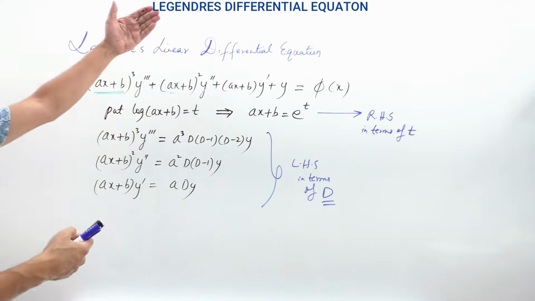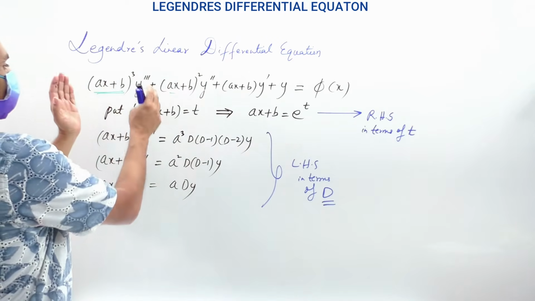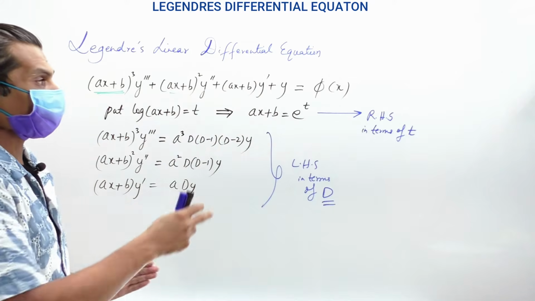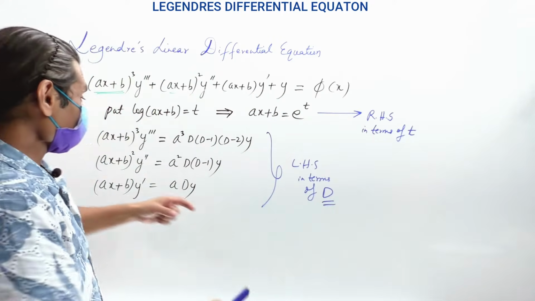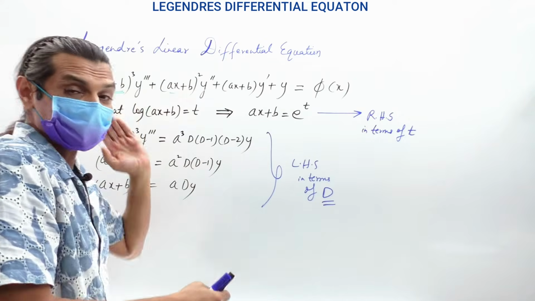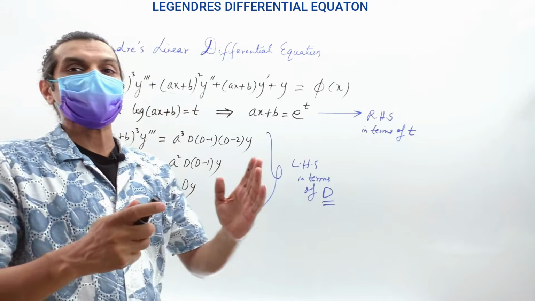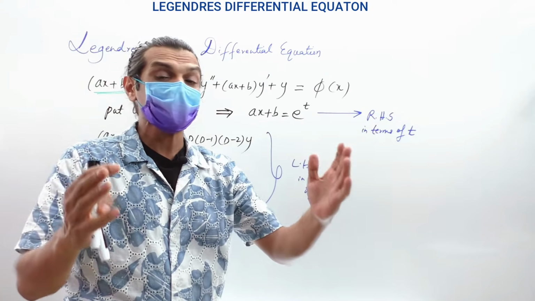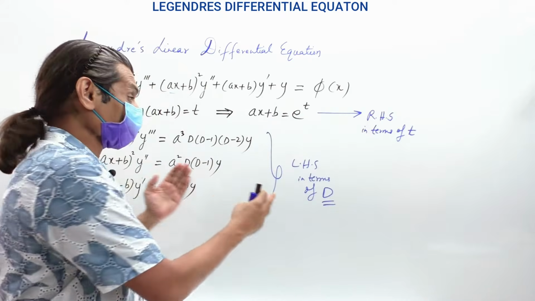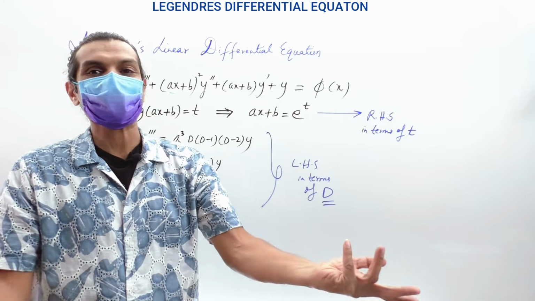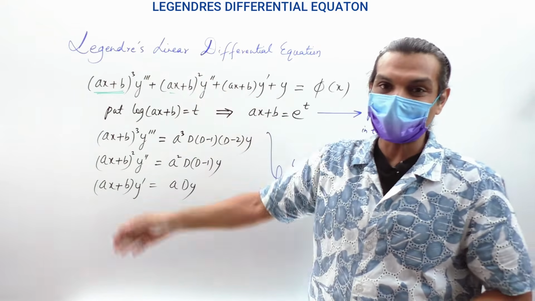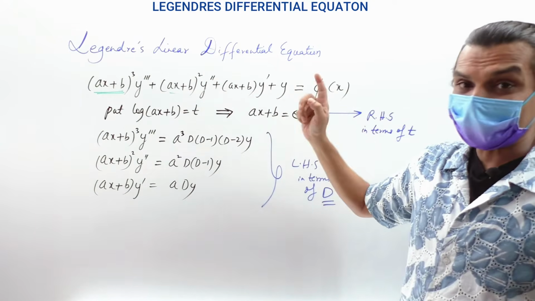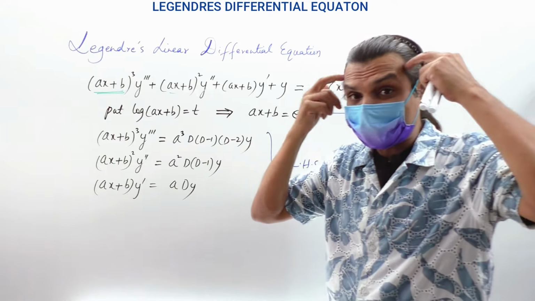So whatever question is given, first put log (ax plus b) is t. So ax plus b, or x, whatever it is, in form of t, you write. Left hand side, use this to write everything in terms of d. Now you will get a differential equation in terms of the differential operator d, and you know how to solve it. What's the solution? y is equal to CF plus PI. That's how this is done. Please write it down 2 to 3 times so that it fits perfectly in your head.